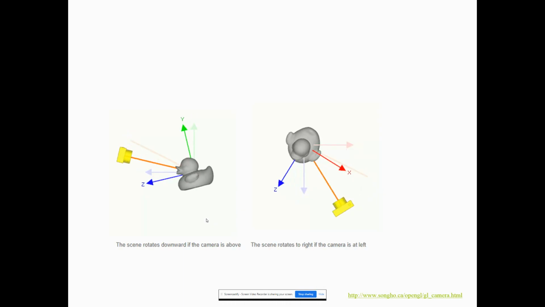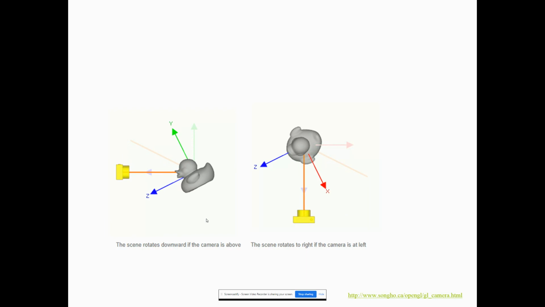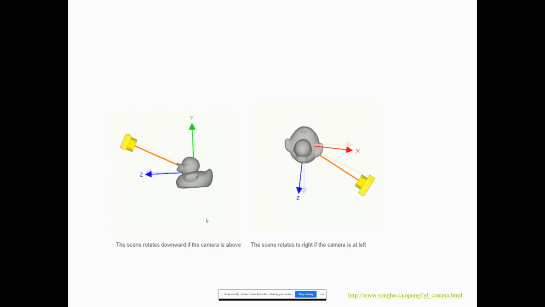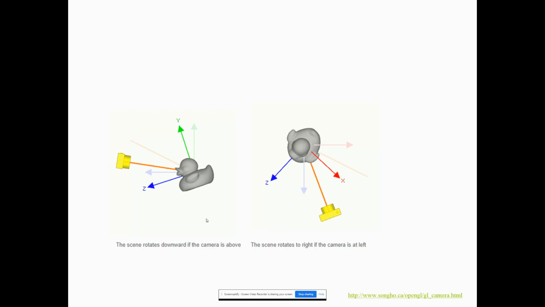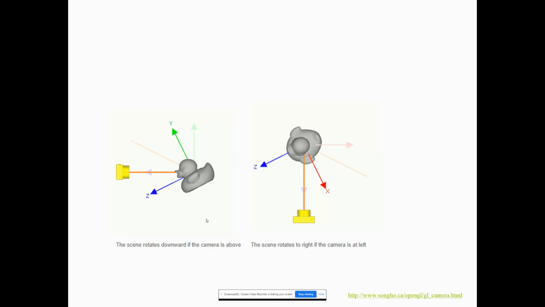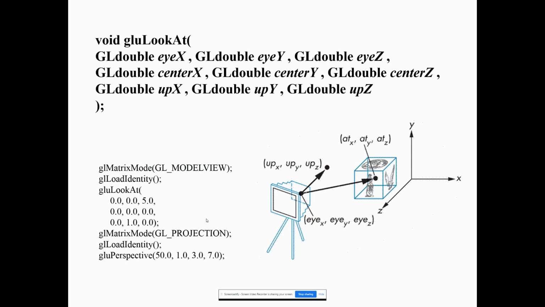Here's the same thing. So if our camera is too high, we're going to rotate it down so that we're on the z-axis. If we're on the right-hand side, we're going to go around to the left so that we're on the axis. So how do we do this?